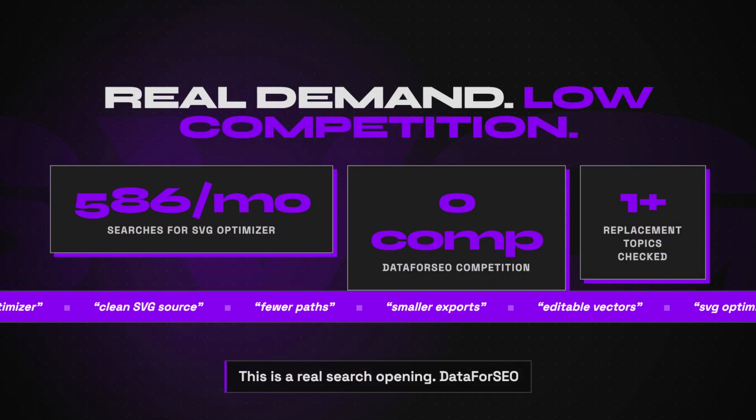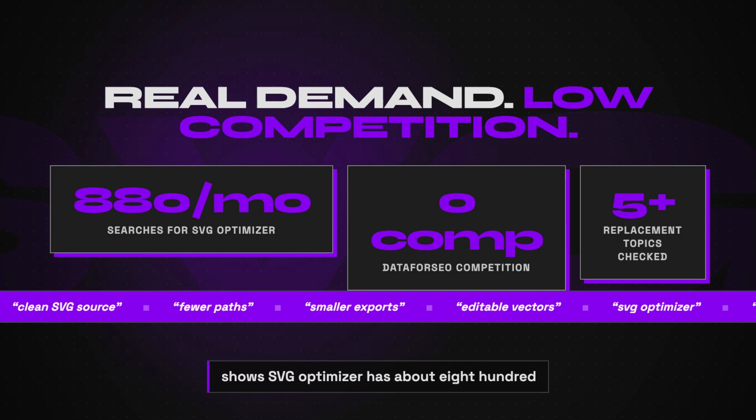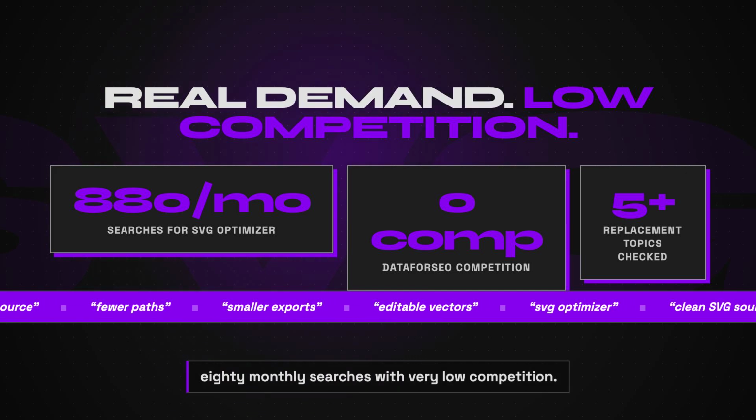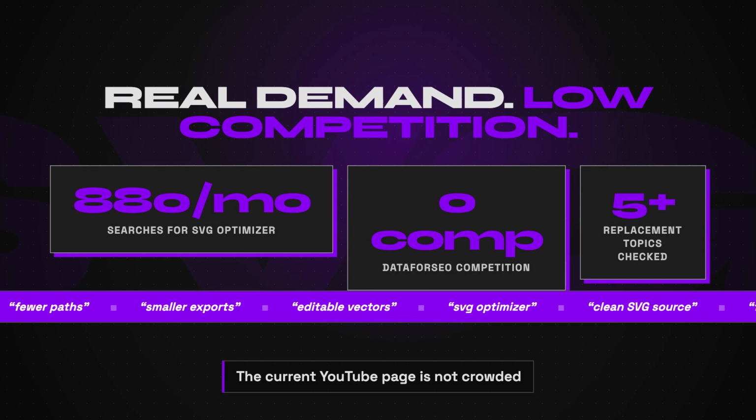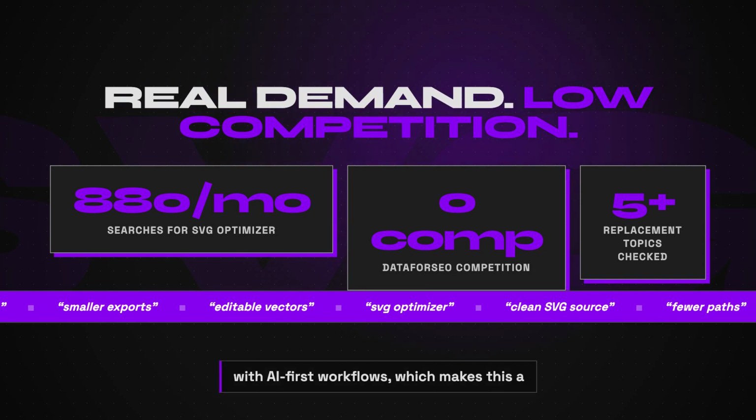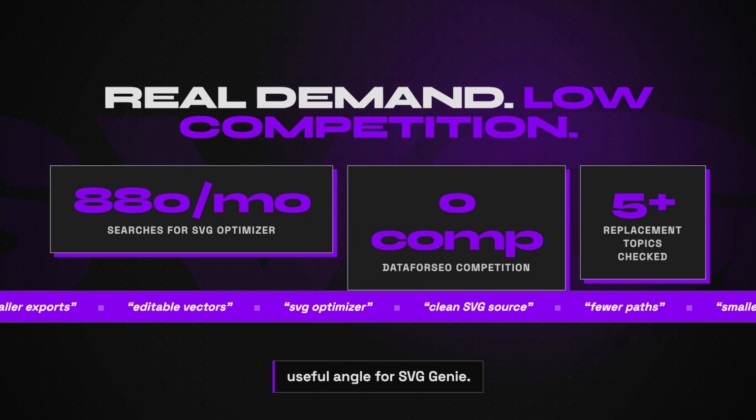This is a real search opening. Data4SEO shows SVG Optimizer has about 880 monthly searches with very low competition. The current YouTube page is not crowded with AI-first workflows, which makes this a useful angle for SVG Genie.